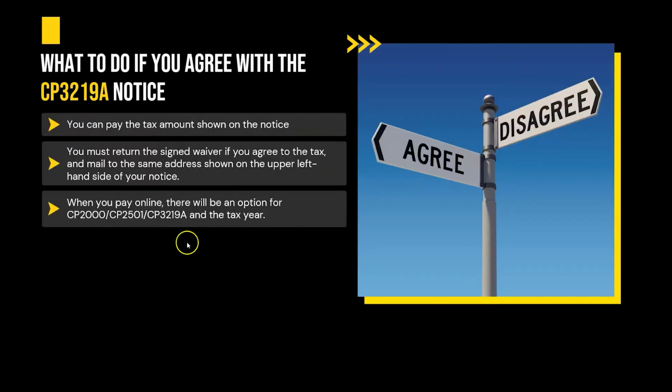When you pay online, some people choose to pay some of these taxes online instead of mailing a check. If you decide to pay online, there will be an option for CP2000, CP2501 or CP3219A, and then you simply select the tax year. So for example, if you were issued a CP2000 or CP3219A for tax year 2021, you go online, you check the options, and then you select tax year 2021, and then you make your payment, and that's it.